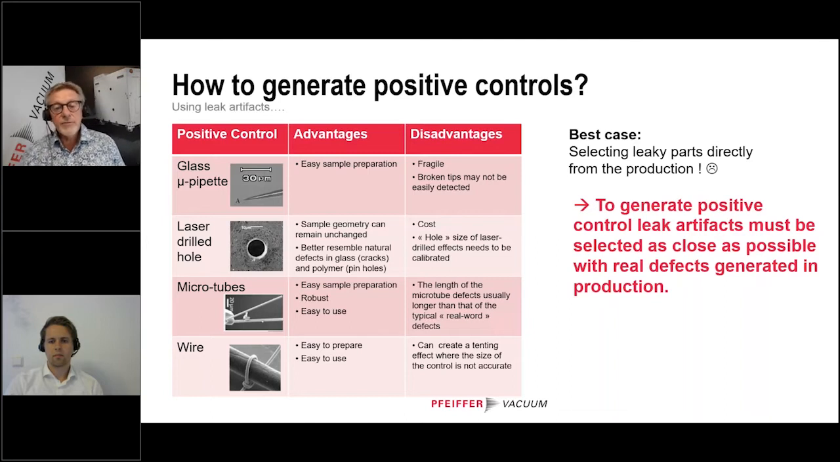But in fact, the best way to select a positive control is to select it directly from the production. Just to remind you, if you want to generate a positive control using a leak artifact, the selection of this leak artifact must be as close as possible to the real defect generated in production. For example, if you consider a blister pack, the risk is to have a leak in the sealing area, and you can easily understand that the sealing area is a few millimeters long, so we are close to a microchannel or capillary.